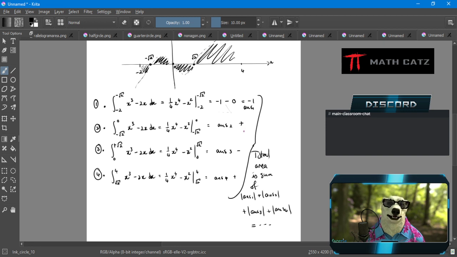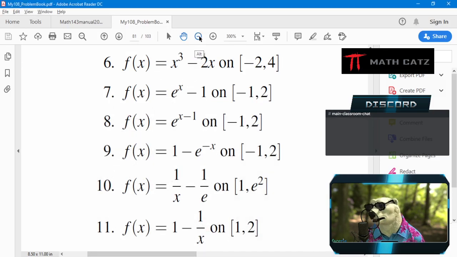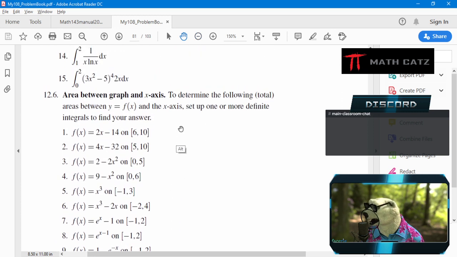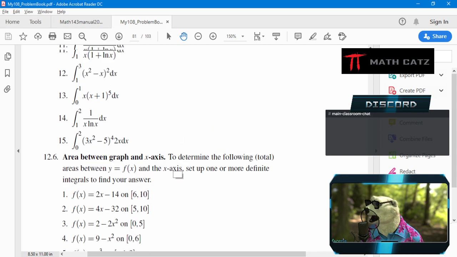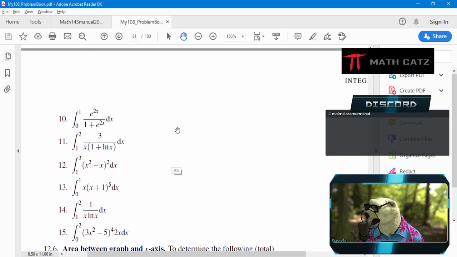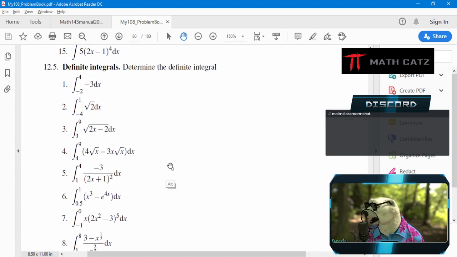So we'll do a couple more tomorrow and continue our area discussion. But for now, let's zoom out here. You can look at all these problems, area between the graph and the x-axis. You can just practice definite integrals and any catch-up you need to do. So we'll continue this discussion on area tomorrow.